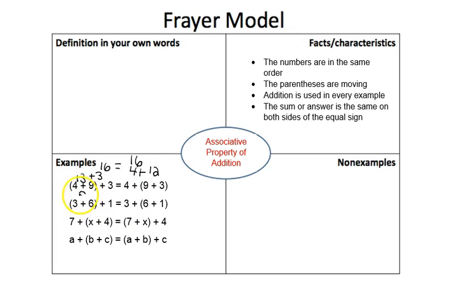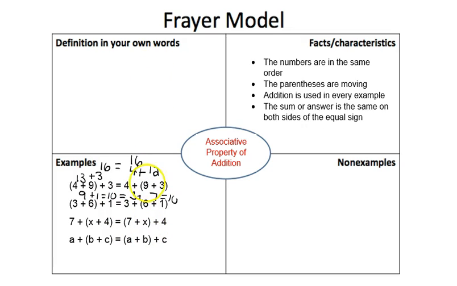3 plus 6 is 9, and 9 plus 1 is 10. Let's see if this side equals 10. Grouping symbols first. 6 plus 1 is 7, plus 3 is also 10. So both sides of the equal sign have a sum of 10.